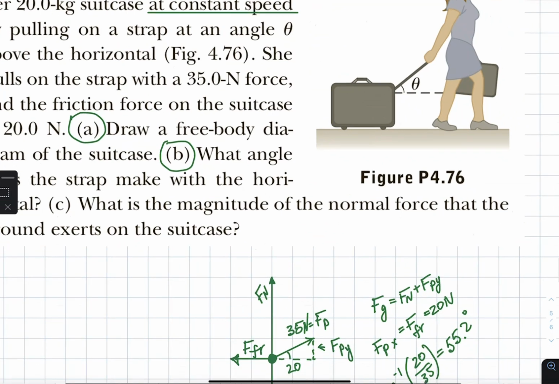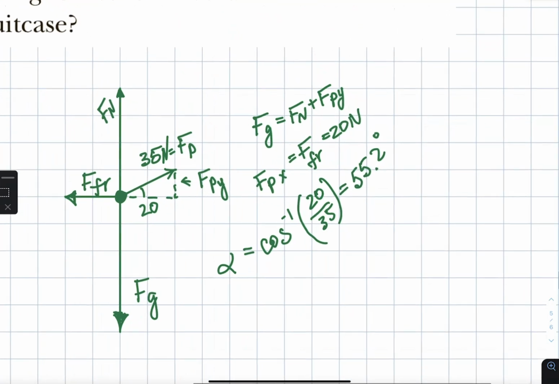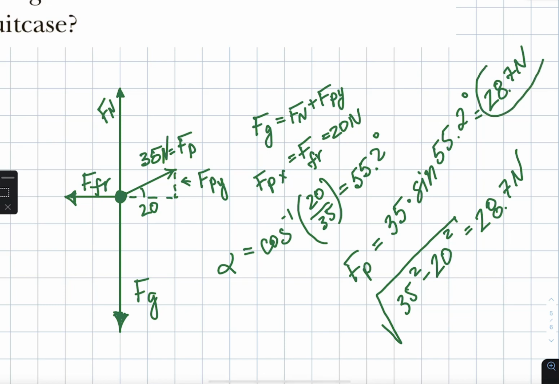And then what is the magnitude of the normal force that the ground exerts on the suitcase? So again, force normal plus force of pull Y. And force of pull Y we're going to find as force of pull Y equals, she is applying 35 newtons. The angle is 55.2, so it's going to be sine of 55.2 degrees. You could have also done Pythag. You could have done 35 squared minus 20 squared. I'm going to do both just to make sure that it's the same. What do you know? It is the same. Everything is correct. So that gets me the pull Y.